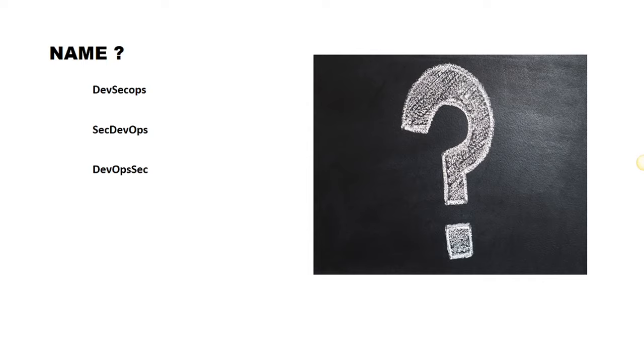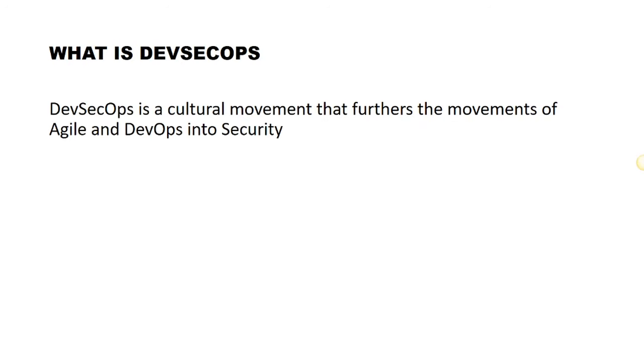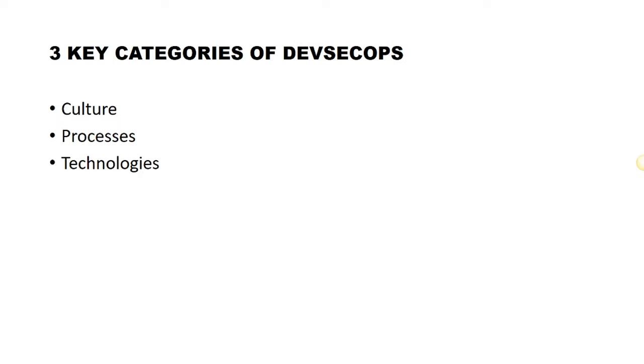It's my personal opinion. Moving next, what is DevSecOps? It's not a complicated definition. As a textbook definition, it's a cultural movement that furthers the movement of agile and DevOps into security. In easy to understand language, it is implementing security using DevOps culture and agile methodologies, where we are implementing security using DevOps strengths. And as in DevOps, for DevSecOps also, there are 3 key categories we talk about: culture, process, and technology.